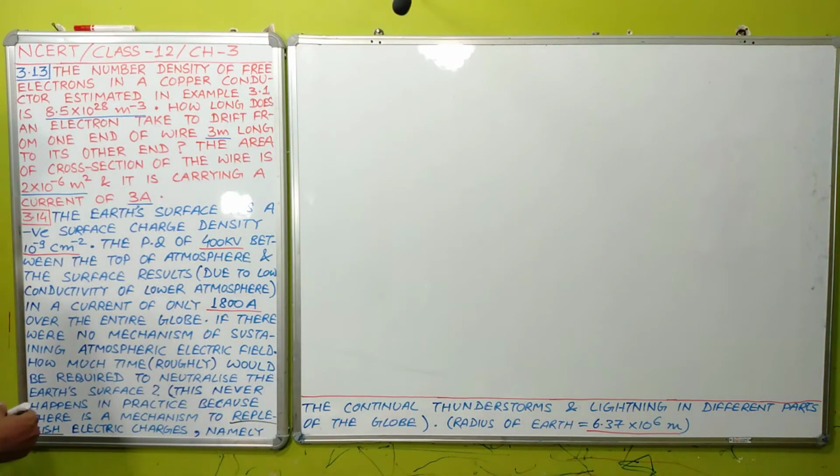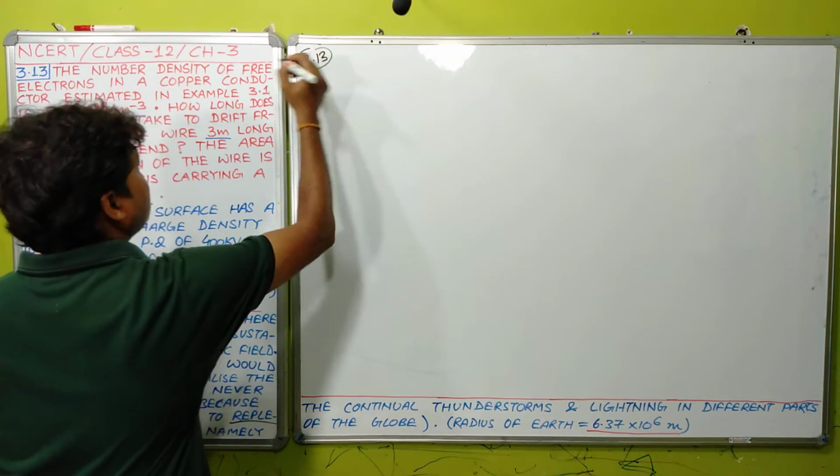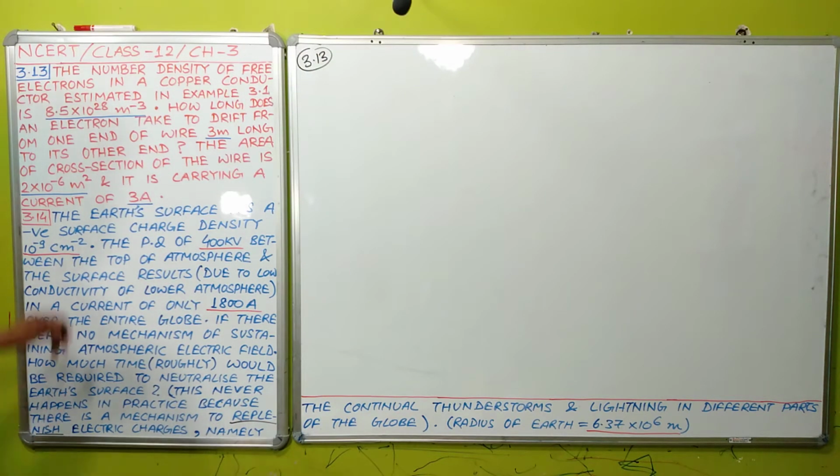Students, question number 3.13. This question is saying the number density of free electrons in a copper conductor, estimated in Example 3.1, is this. How long does an electron take to drift from one end of a wire 3 meter long to its other end? The area of cross section of the wire is 2 into 10 to the minus 6 square meter, and it is carrying a current of 3 ampere.